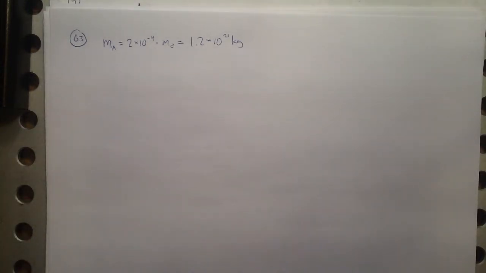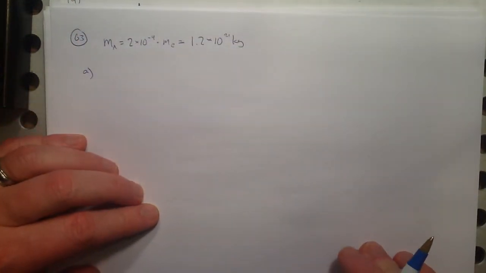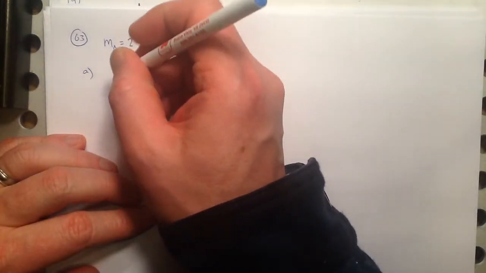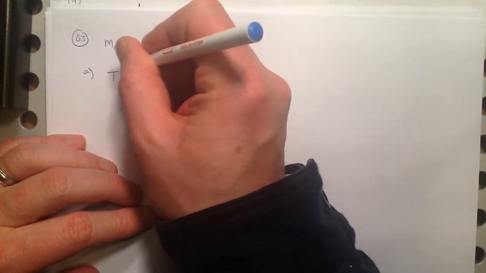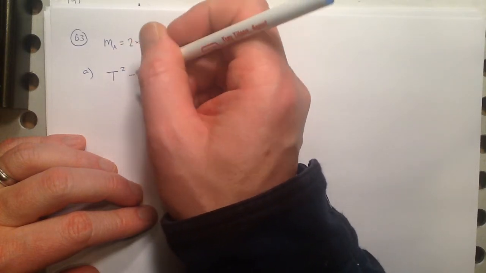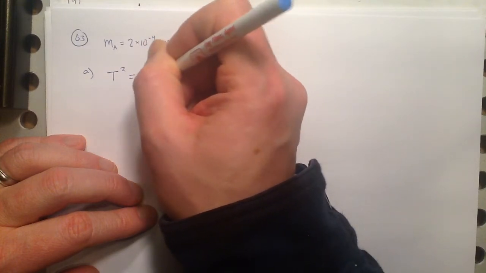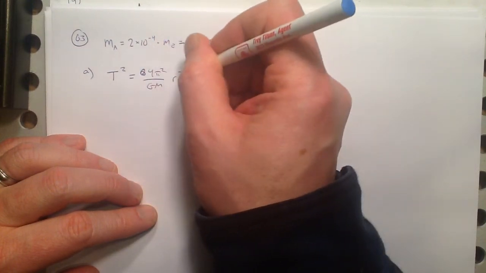It revolves in a circular orbit around the Sun at a distance that's twice the Earth's radius from the Sun, twice the Earth's distance from the Sun. Calculate the period of revolution of the asteroid in years. A couple ways to do this. We know that Kepler's third law says that period squared is equal to 4 pi squared over GM times r cubed.